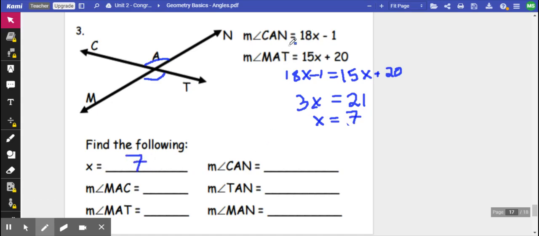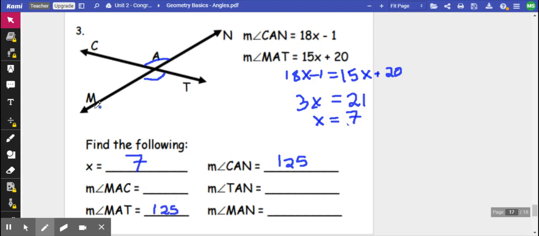So the first thing we can do is put in x equals 7 over here. And we know that for CAN and MAT, we're going to have to use x being equal to 7 to solve those equations. So we can do 18 times 7 minus 1, which will be equal to 125 degrees. If that's 125 degrees, we know angle MAT is 125 degrees as well. And we can write that in.